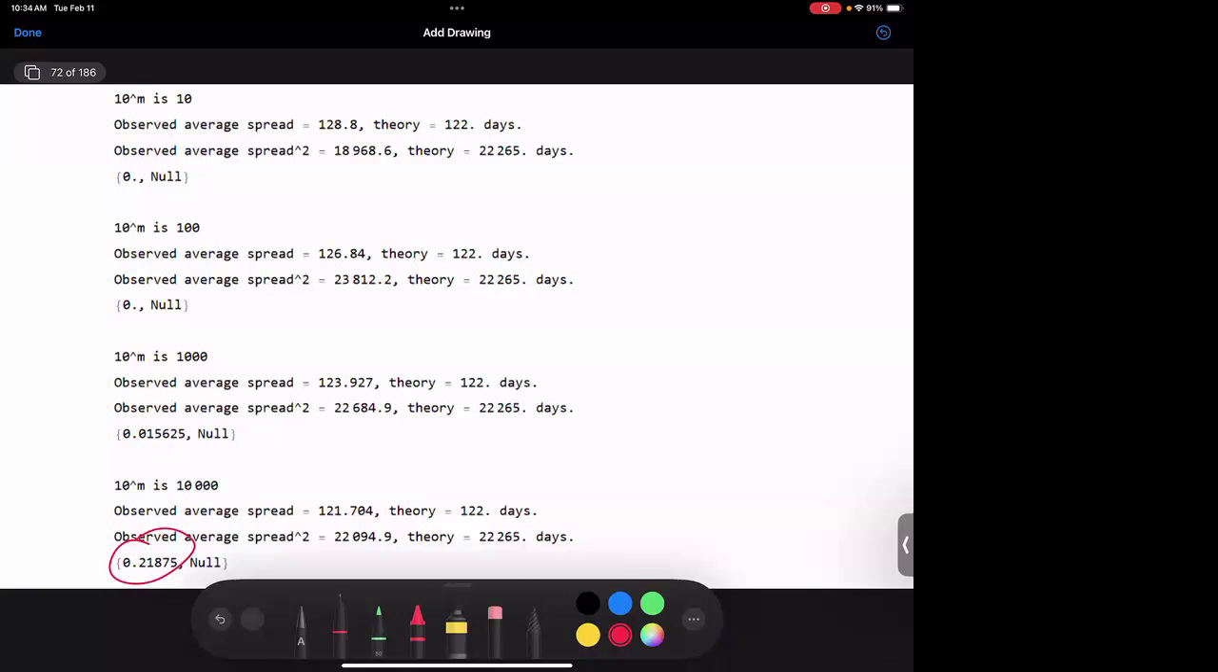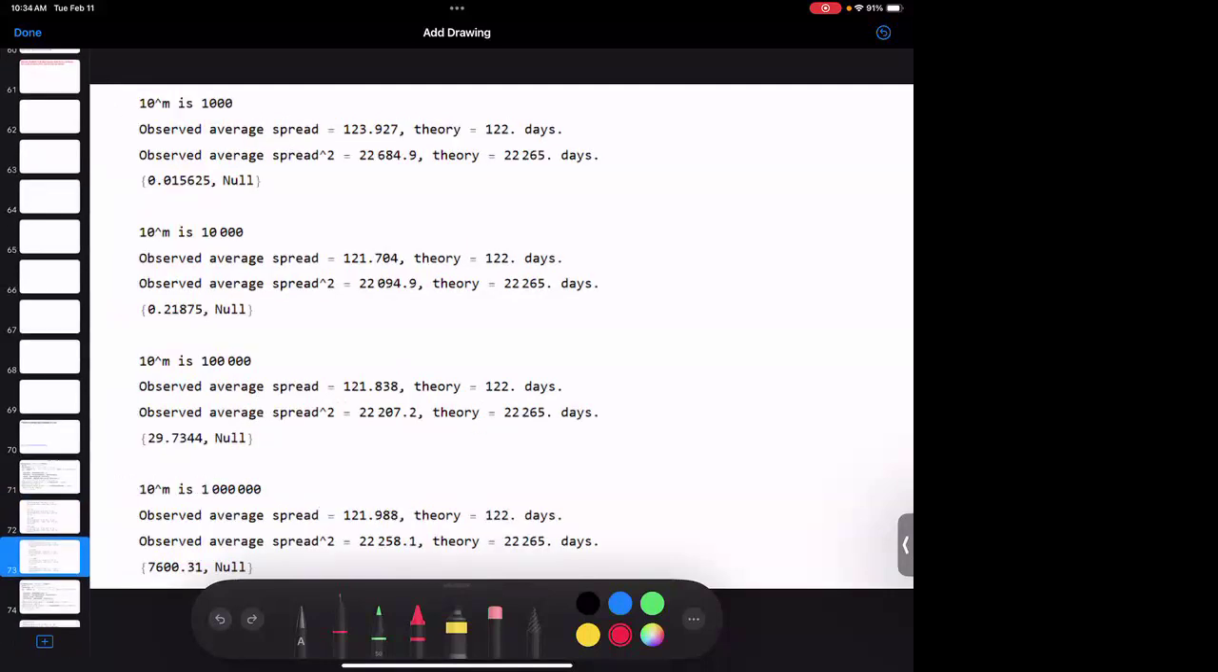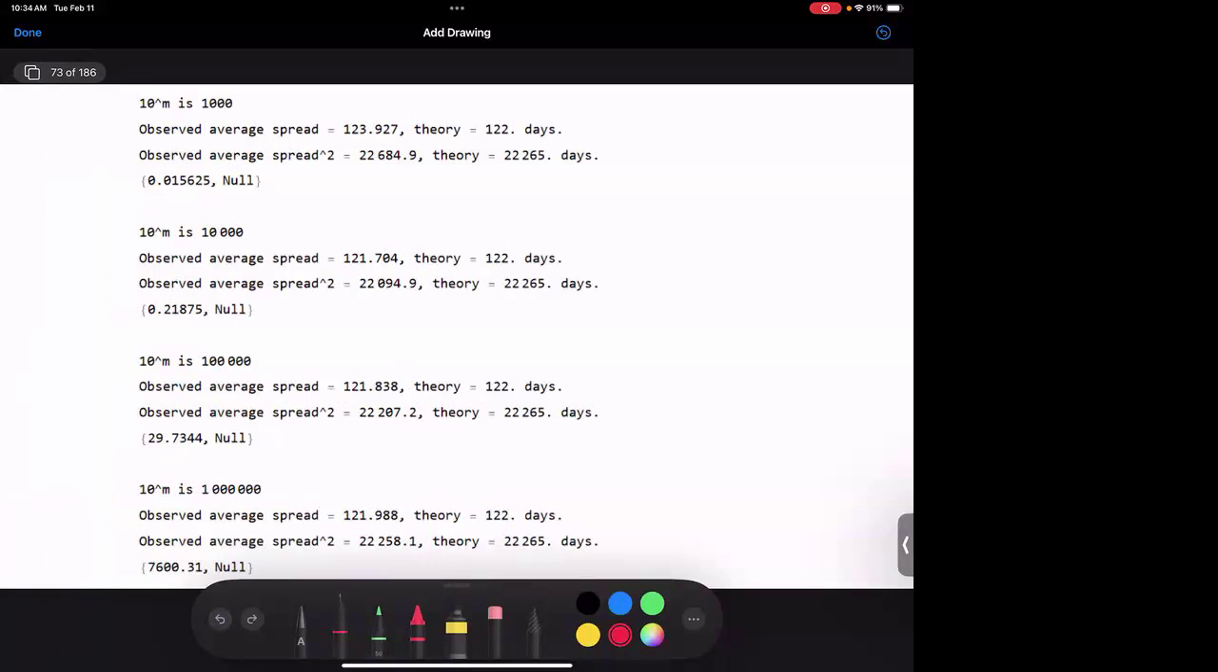But the real question is, how is it going to continue to grow as I go higher and higher up? Is it going to grow linearly? Is it going to grow exponentially? Well, let's find out. And so, at 1,000, it was 0.015. At 10,000, it was 0.21. At 100,000, it was 29.